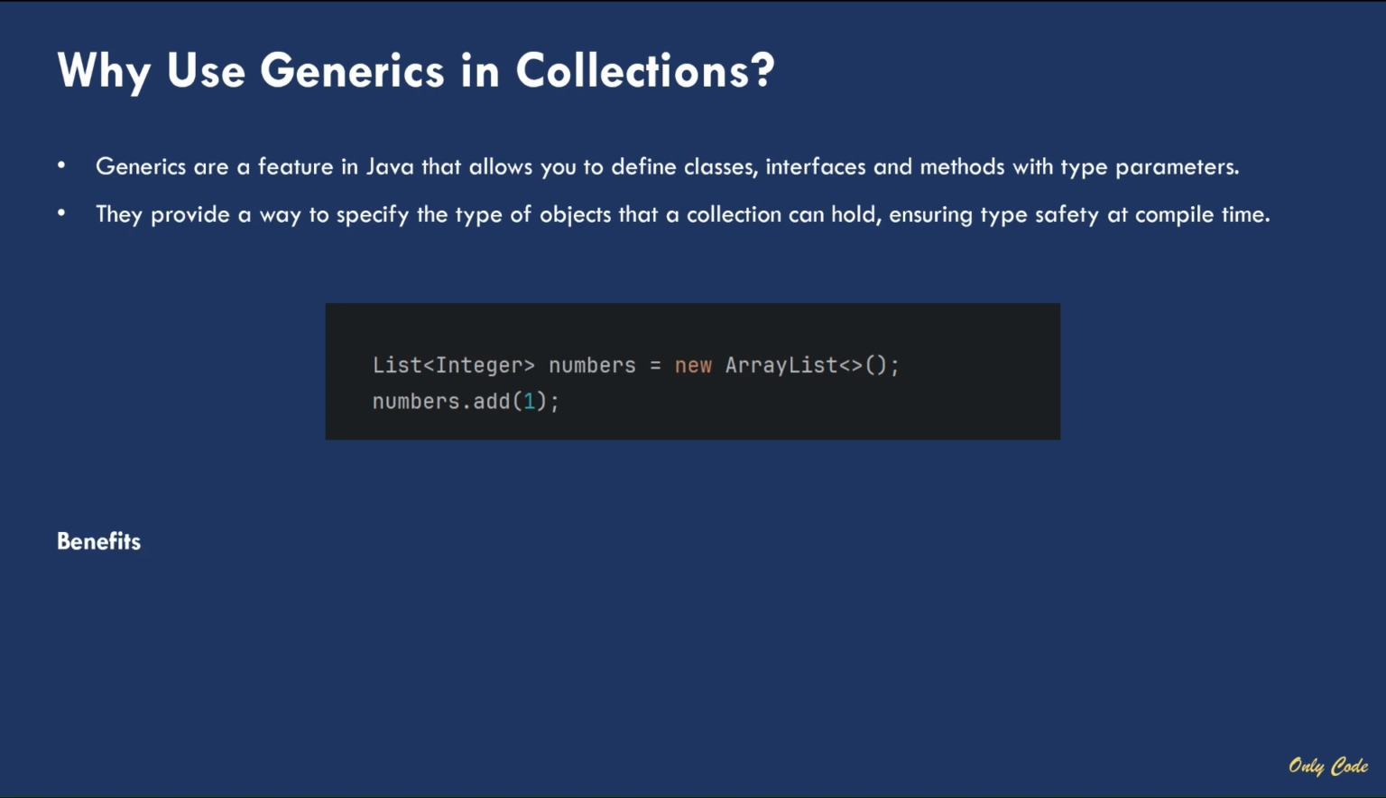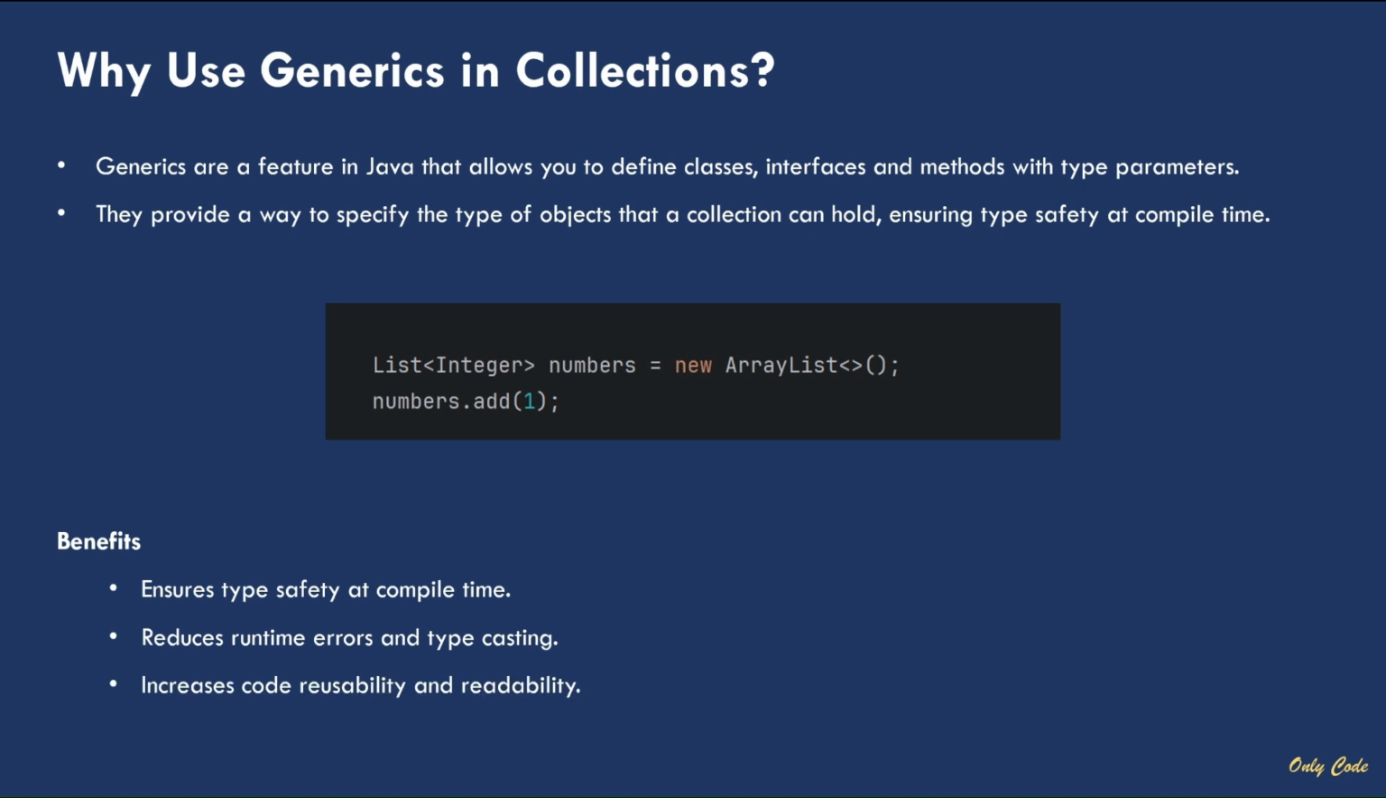The key benefits of using generics in collections include type safety: it ensures only the intended type of objects can be added to a collection. Reduction in runtime errors: you cannot accidentally insert the wrong type of object. No need for casting: when retrieving an element, you don't need to cast it because the type is already defined. Improved code clarity and reusability: generics make your code more readable, flexible, and less prone to errors.